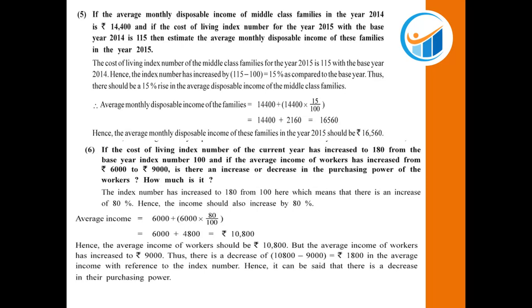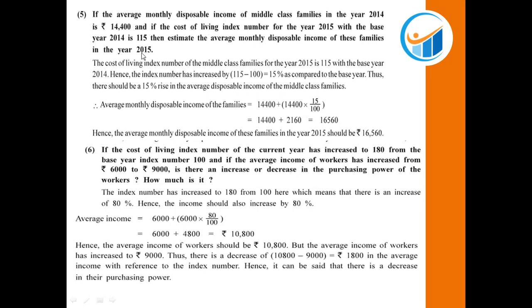Given data you read perfectly first of all, on that basis you can very easily solve the answer of the question. Now here what is given, students, you see what is mentioned. If the average monthly disposable income of middle class families in the year 2014 is 14,400, so what we can say, base year's average monthly disposable income was rupees 14,400, and if the cost of living index number for the next year, that is 2015, with the base year 2014 is 115, then estimate the average monthly disposable income of these families in the year 2015.